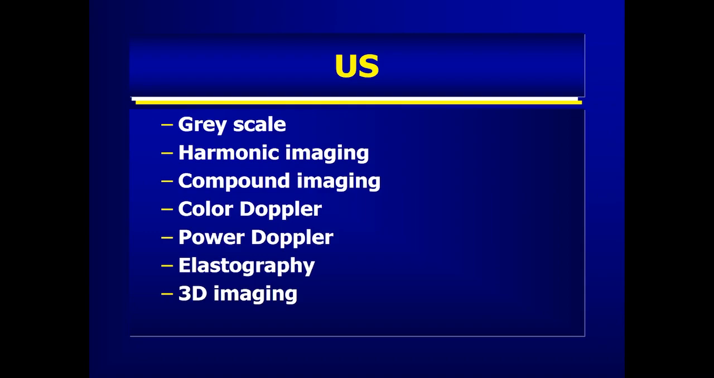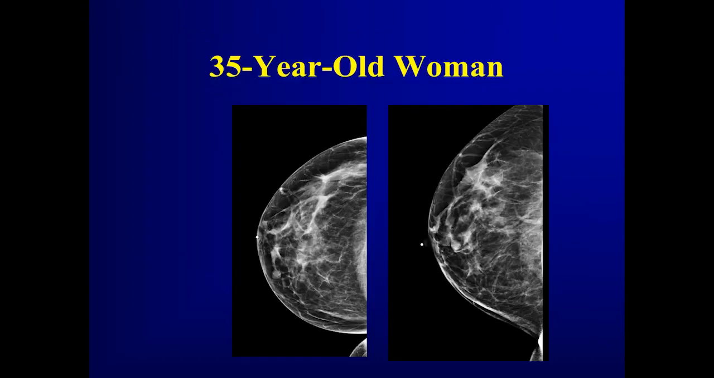In addition, we employ compound imaging. Basically, this is a technique that uses beam steering to rapidly acquire multiple scans of an object from different angles, basically 3 to 10 overlapping scans, and then these are averaged to give us what we call a compound image, so to speak. And let's just take a case of a 35-year-old woman. If we look in the medial retroareolar region, there's a rounded mass here.